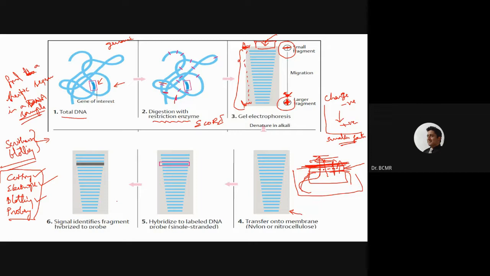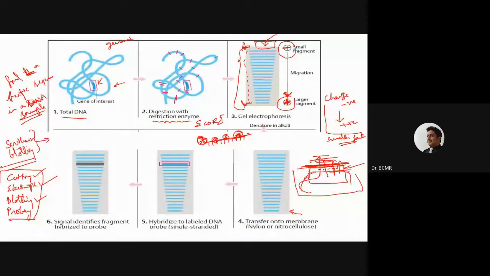Now we need to find out which fragment has the gene of interest. So we would use a probe. A probe is a polynucleotide, usually DNA, or RNA could also be used, but it is typically radiolabeled. There are other non-radiolabeled methods, but usually it is radiolabeled.